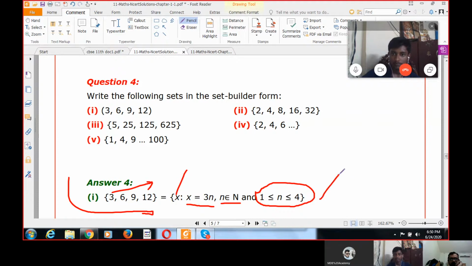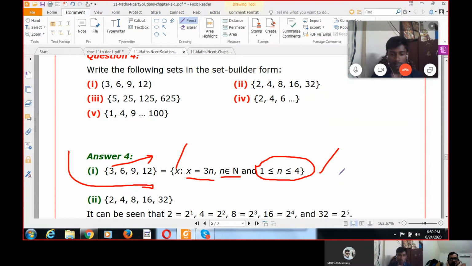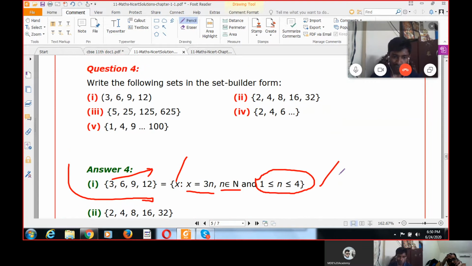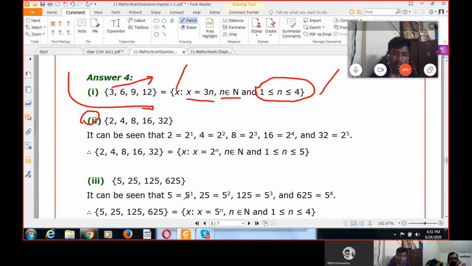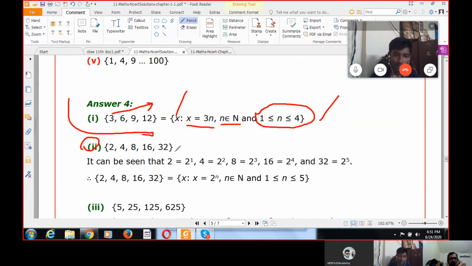Okay. Next, come to the second example. See the example, second one. Read the set. 2 comma 4 comma 8 comma 16 comma 32. This is a set. So this is a 32 set.